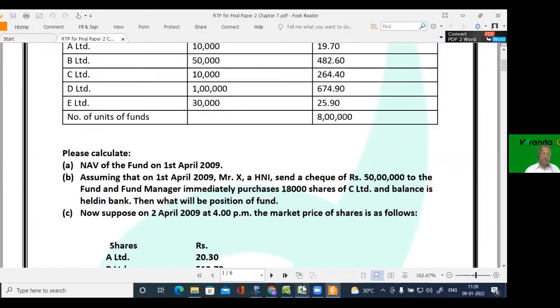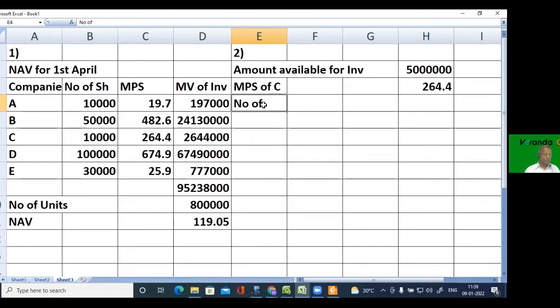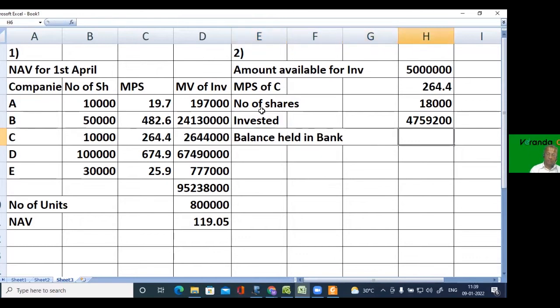They bought 18,000 shares. Invested, balance held in bank by mutual fund. Out of 50 lakhs, they have invested only this much. Balance held in bank by mutual funds.